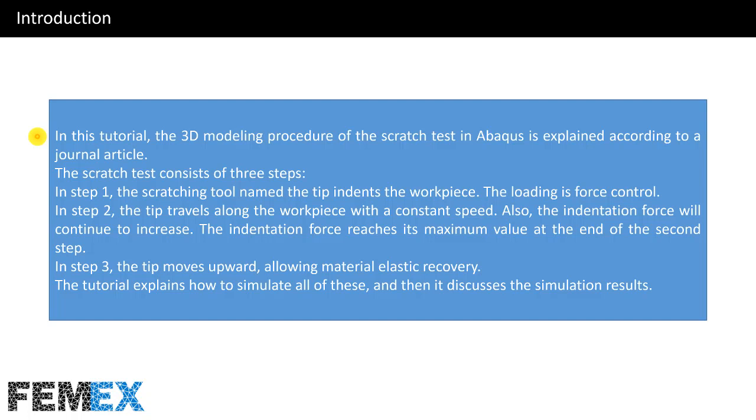The scratch test consists of 3 steps. In step 1, the scratching tool named the tip indents the workpiece. The loading is force control. In step 2, the tip travels along the workpiece with a constant speed. Also, the indentation force will continue to increase. The indentation force reaches its maximum value at the end of the second step. In step 3, the tip moves upward, allowing material elastic recovery. The tutorial explains how to simulate all of these, and then it discusses the simulation results.